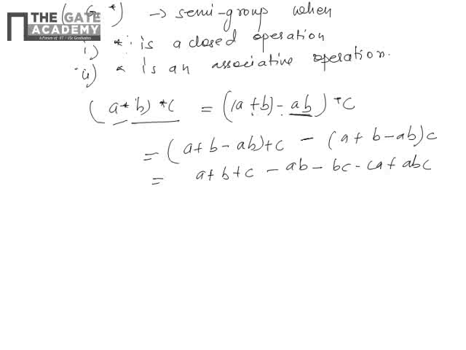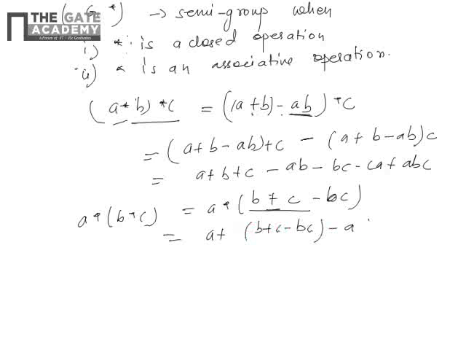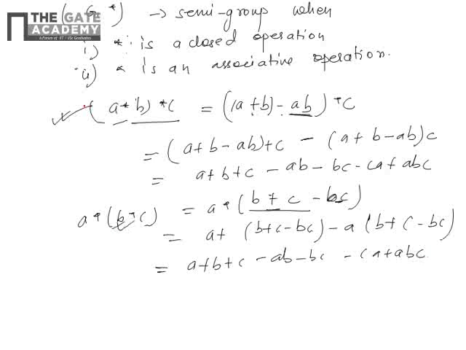Similarly, now you take these two together, so it will be A star (B star C). So instead of A and B now we have B and C. So this A will stay A, and this B will become B and C, it will be BC. Again there is an operation between B and C, so again this will be further divided. It will be A plus B plus C minus BC minus A times B plus C, because again multiplication is there in between, B plus C minus BC. Again after simplification you will get the same value. So these two are true. So it is associative, therefore it is a semi-group.